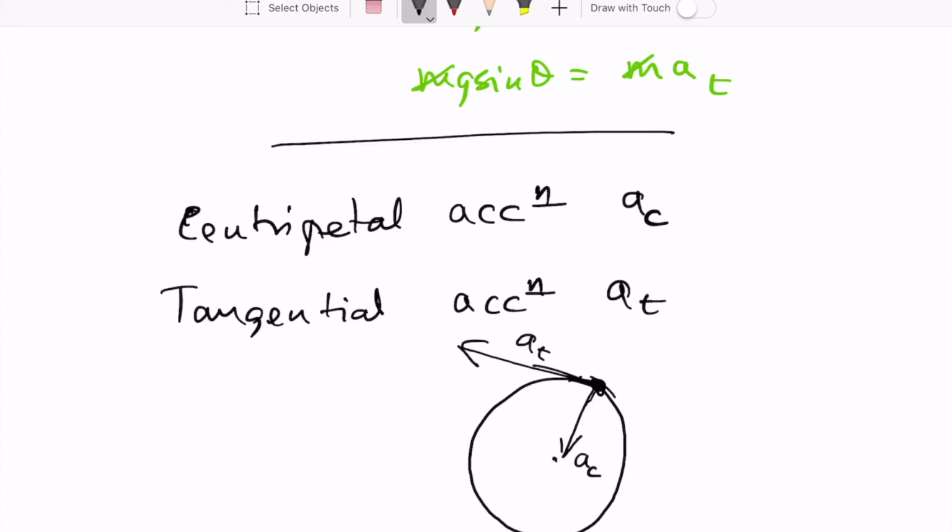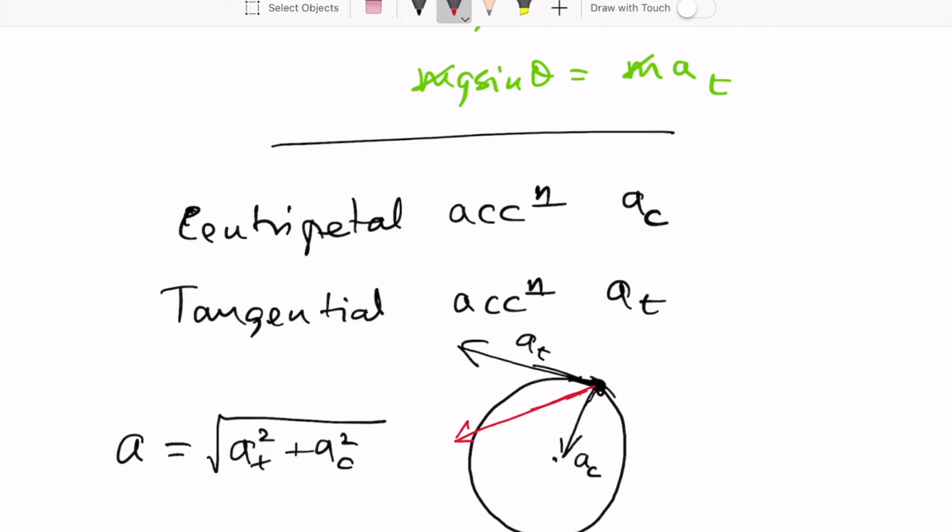So what is the total acceleration going to be? So I'm going to write the total acceleration as a. So the magnitude of a will just be the square root of a_t squared plus a_c squared. Right? Because a_t and a_c are just two components of the acceleration vector. And so the magnitude of the total acceleration would just be the square root of a_t squared plus a_c squared. And the direction of the total acceleration vector would be the vector sum of these two components, which is kind of in this direction. All right, so that's the total acceleration.